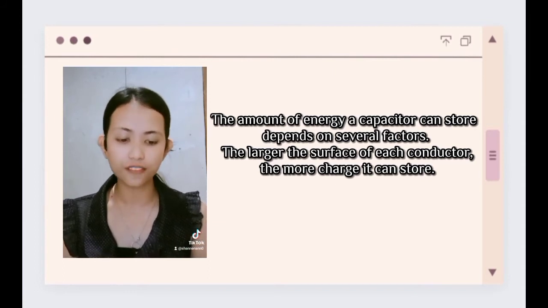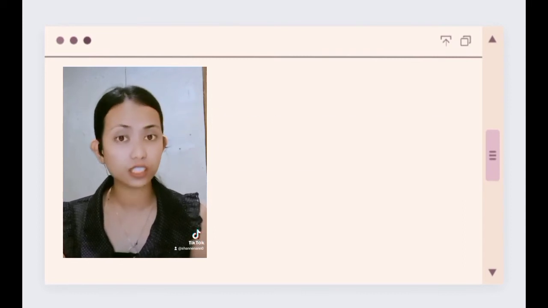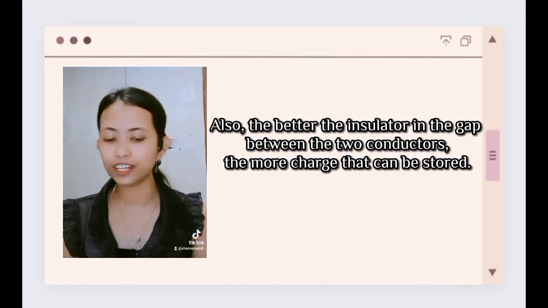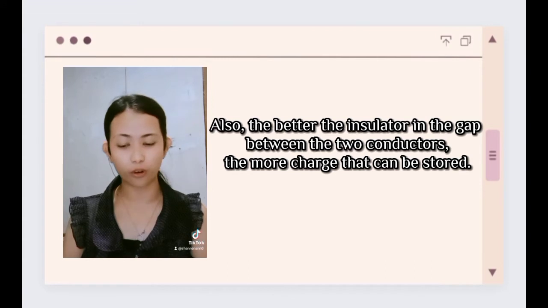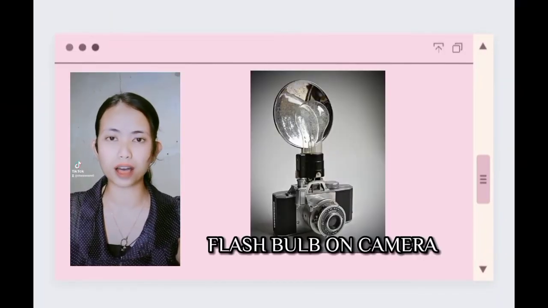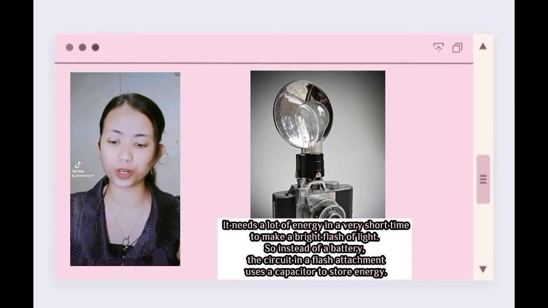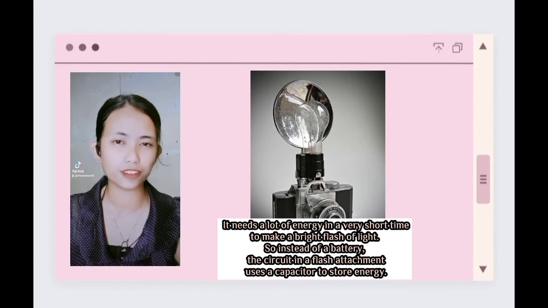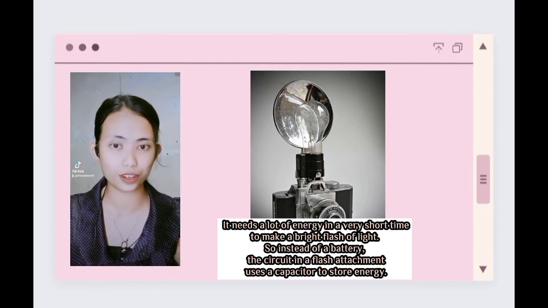The larger the surface of each conductor, the more charge it can store. Also, the better the insulator in the gap between the two conductors, the more charge that can be stored. Let's take for example the flash bulb in a camera. It needs a lot of energy in a very short time to make a bright flash of light. So instead of a battery, the circuit in a flash attachment uses a capacitor to store energy.